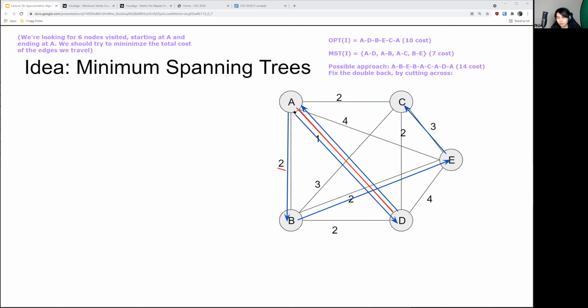And then instead of going from C back to A in order to get to D, we're going to go from C directly to D. And then we'll go back to A. In other words, we'll cut out any of the repeats. We'll cut out the repeats here.